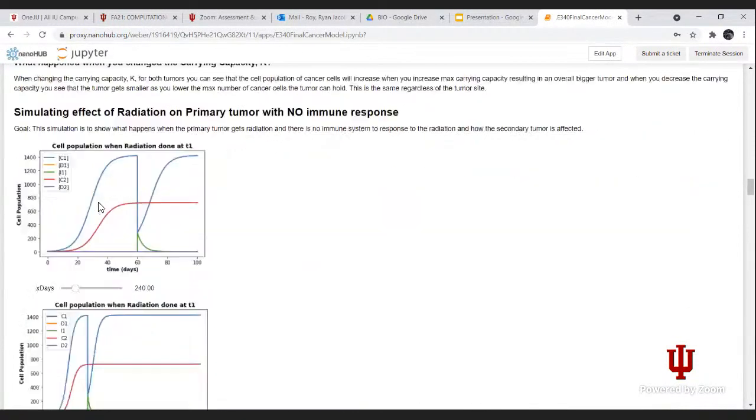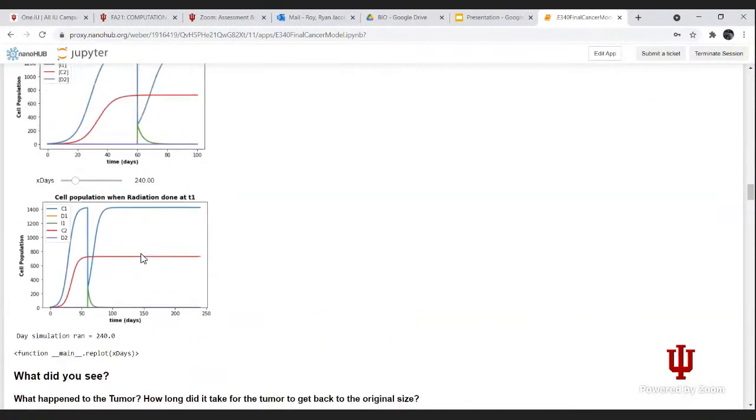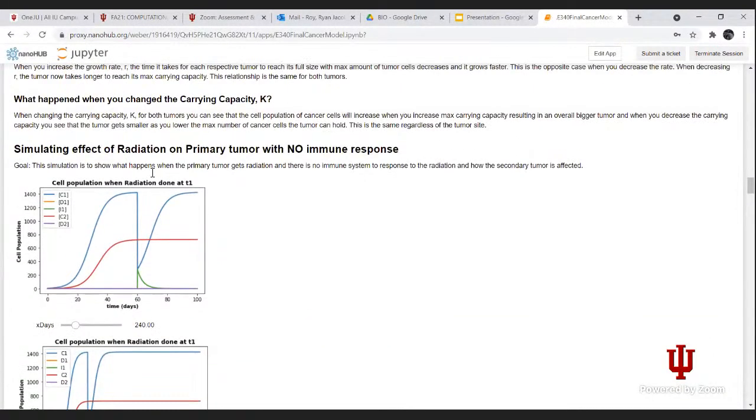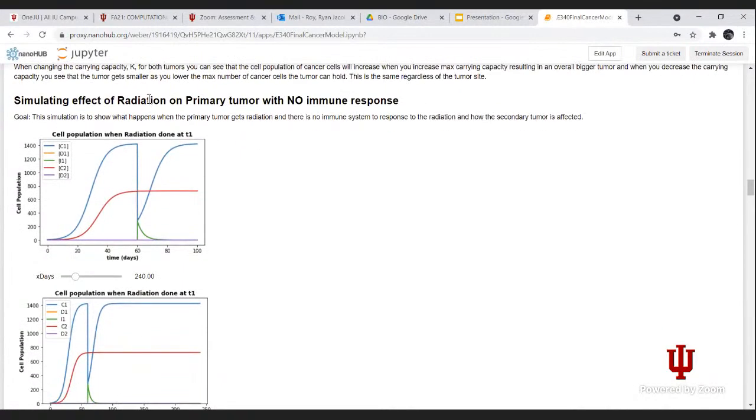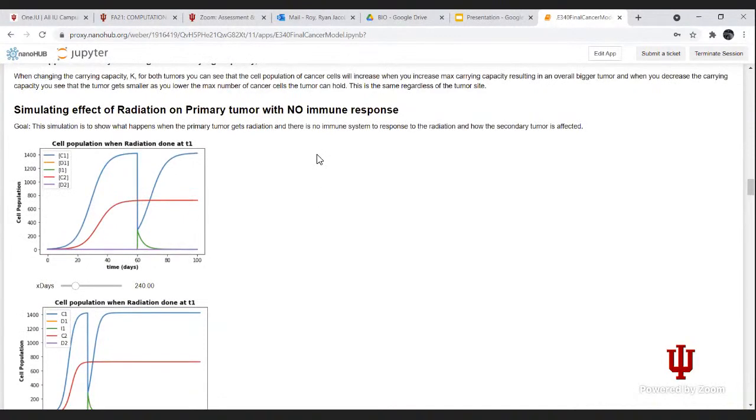It's working, it's functional. Then we come here, which is the second level of complexity. They're talking about the effect of radiation on the primary tumor, but without an immune response.